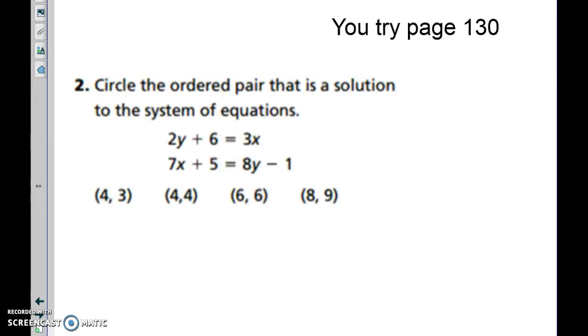Okay, so again, I want you to pause here, go to page 130, pause the video, and do number 2. Try it on your own. Okay, and our answer for number 2, there's one answer, and it is only 6 comma 6. You should have tested each of these in and see if you got the right answer.